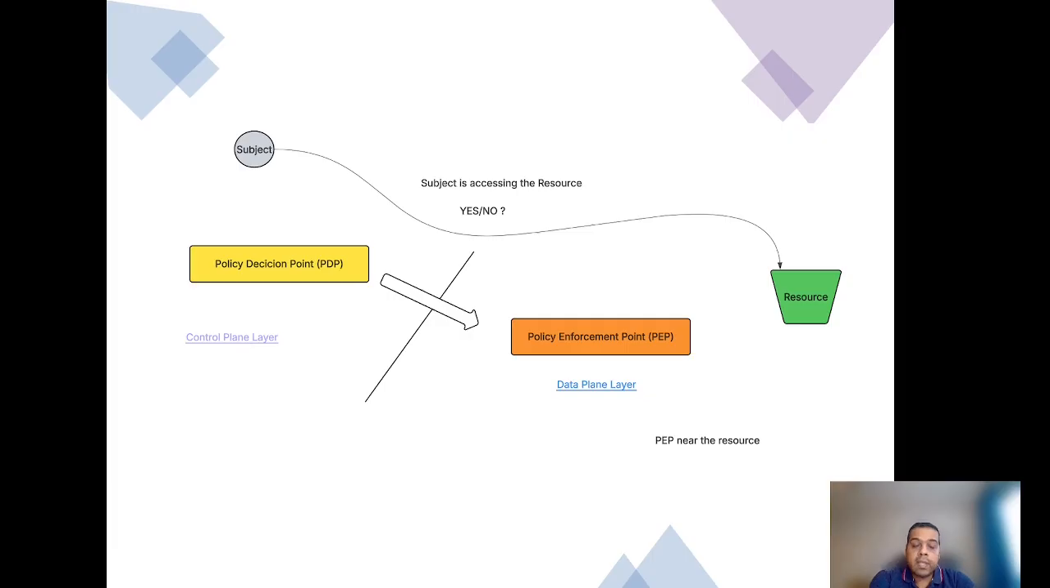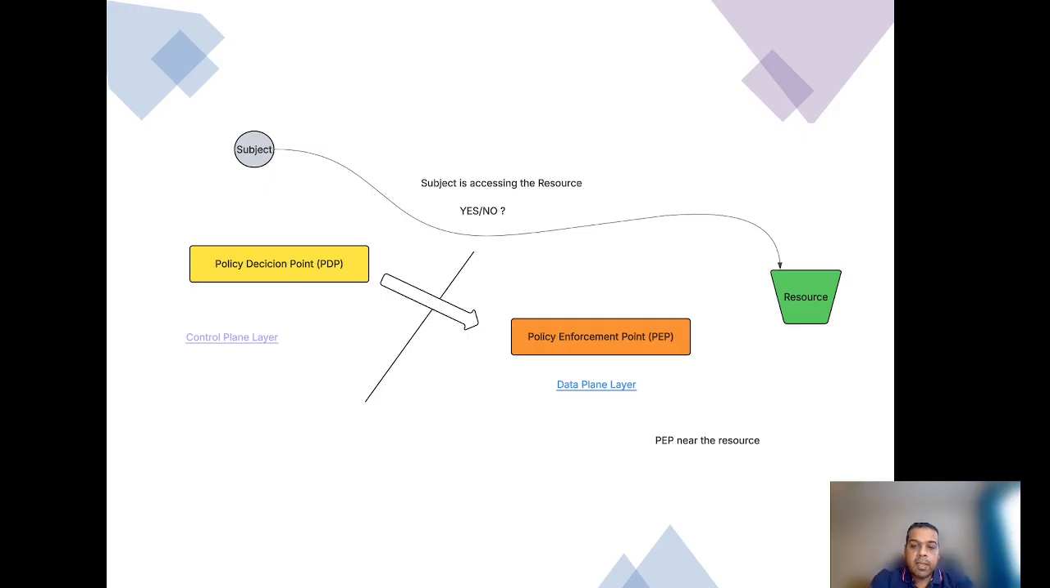It is not in the direct data path, and it can scale independently since it does not process every or any packet on the data path. It is completely independent, so it can scale independently of the data plane layer.